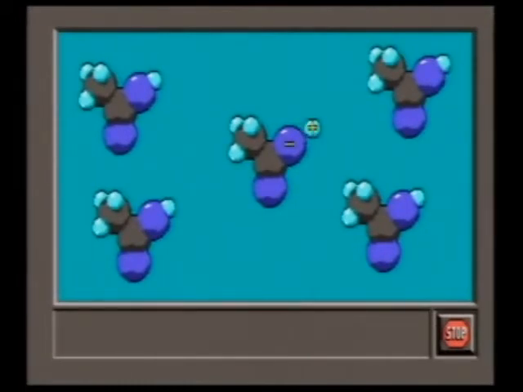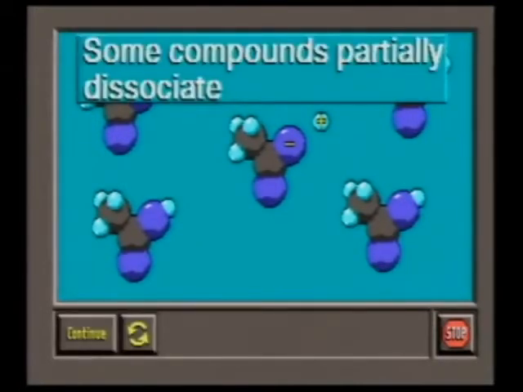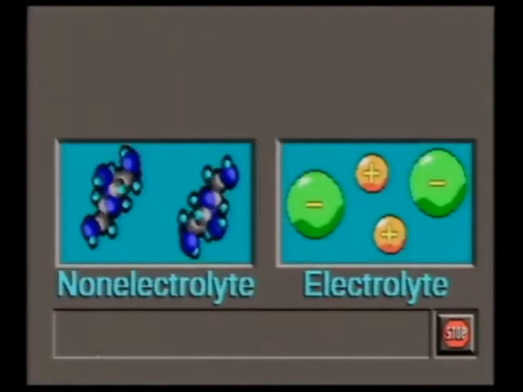The degree of conductivity is affected by the degree of dissociation. Some compounds, like acetic acid, dissolve in water but only partially dissociate. How does the conductivity of a solution relate to dissociation of the solute?